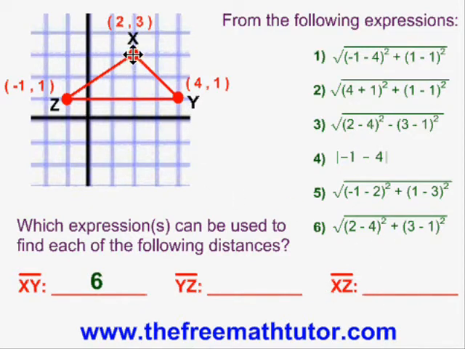Let's skip over and look at distance XZ next. We have the point 2, 3 and the point negative 1, 1. So I'm going to have either 2 minus negative 1 or negative 1 minus 2 in the first bracket. Only one of these 6 distance formulas has something like that, and it's number 5. I have negative 1 minus 2 in the first bracket, and that would mean I would expect to see 1 minus 3 in the other bracket, and that's what I have. So number 5 is the only one of the 6 choices that determines the distance XZ.